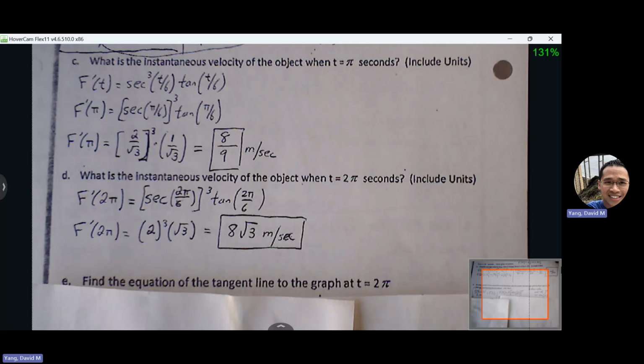Part E, find the equation of the tangent line. Well, you have the slope already from part D. You just need to find the ordered pair. So plug 2 pi back into the original function, get that ordered pair, and then point slope form.